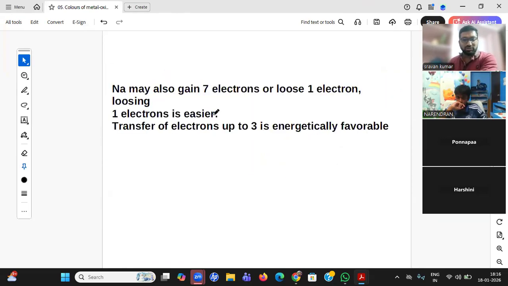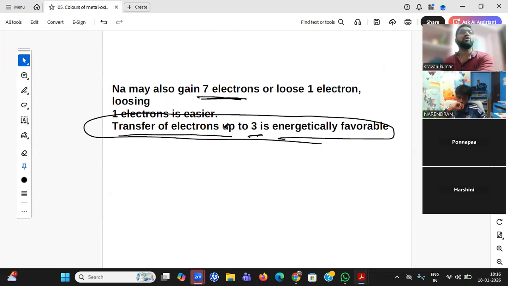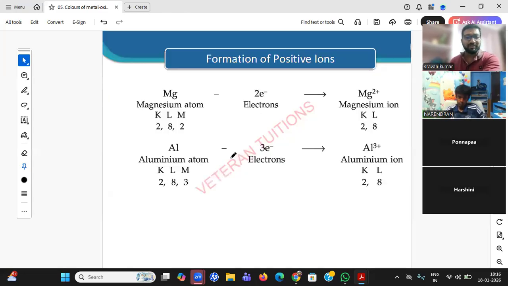So now, students, that is what I said. Can we take already 7 electrons? No. Transfer of electrons up to 3 only is an energetically favorable condition. Above 3, it's not easy. Like carbon has 4 electrons in the outermost orbit. Will it give? Will it take? It will do neither. It will only share. Transfer of electrons up to 3 only is an energy favorable condition.